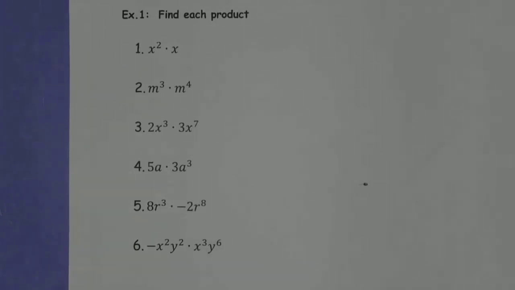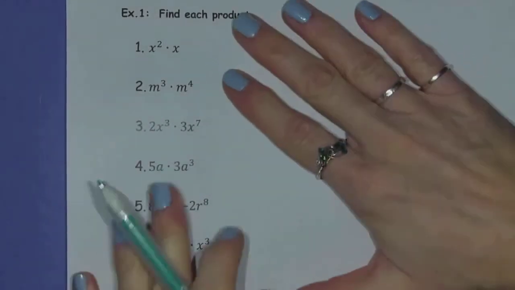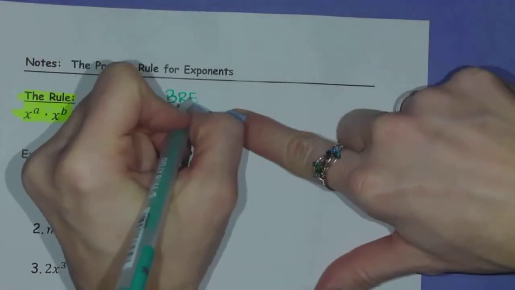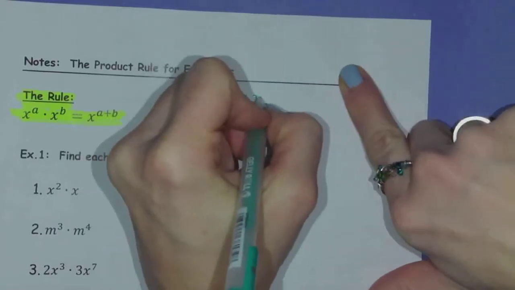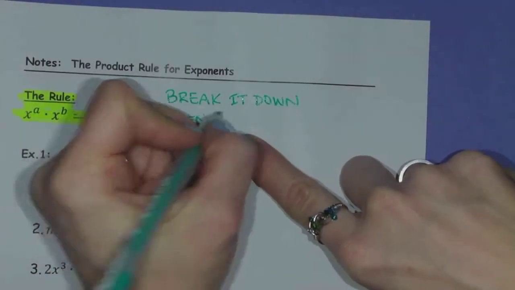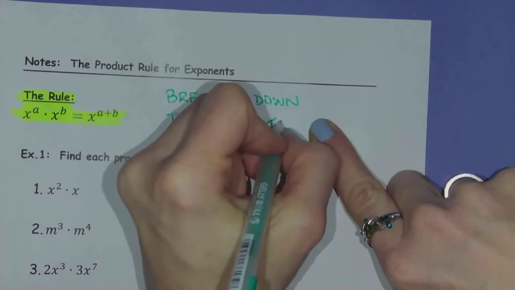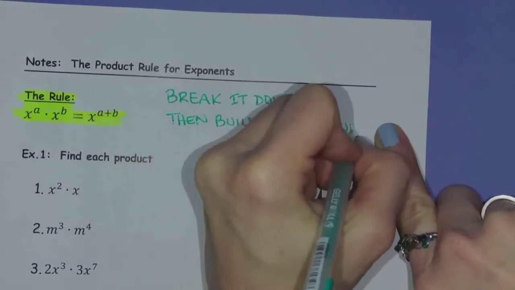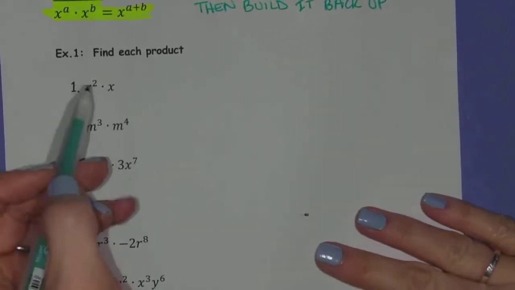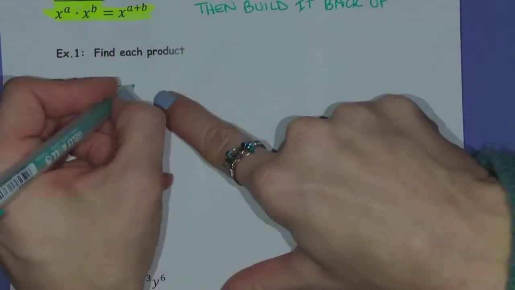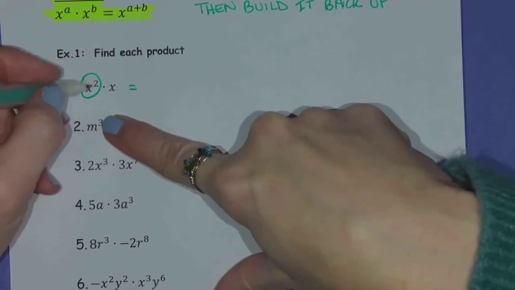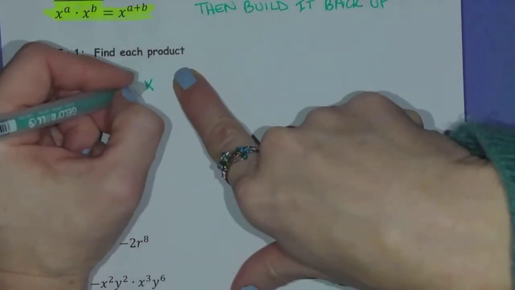All right, my rule of thumb with these types of problems is to break it down. I'm actually going to write this for you. I like to break it down, then build it back up. Okay, break it down and then build it back up. Here's what I mean. I see a problem like x squared times x. What I like to do is ask myself, what does x squared really mean? Well, x squared really means x times x.